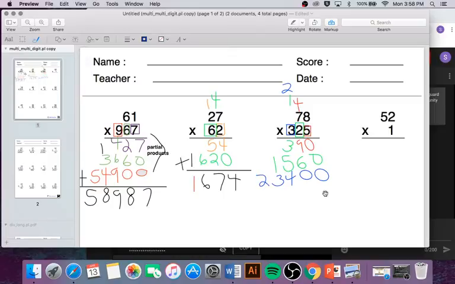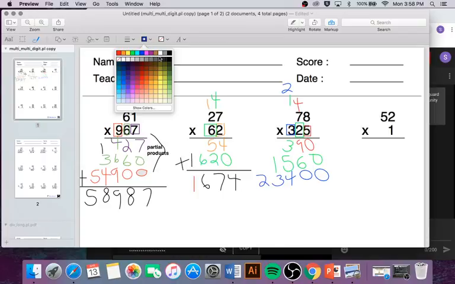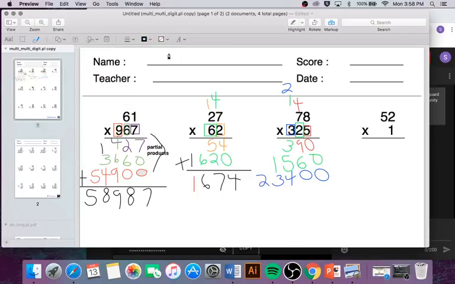Okay, those are all of our partial products. So now we need to add them together. So we have 0 plus 0 plus 0 is 0. 9 plus 6 is 15, plus 0 is 15. So we're going to put down the 5. We're going to carry our 1.